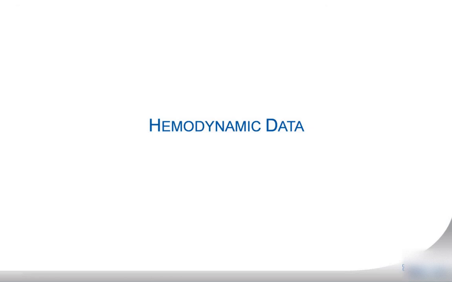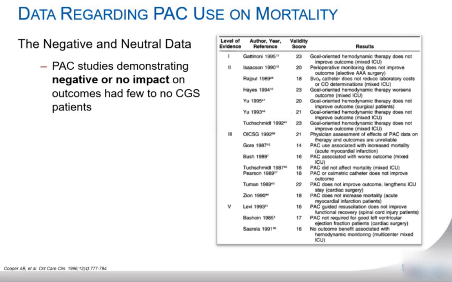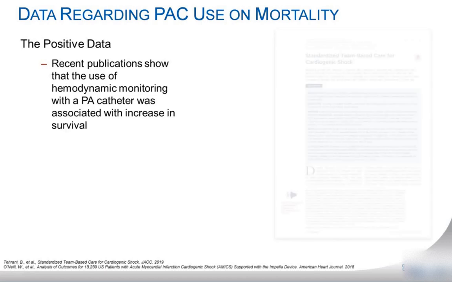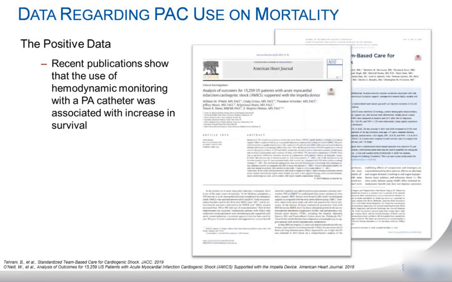Let's discuss the data that both supports and opposes the use of PA catheters. So what does the data about PA catheter use on mortality show us? The PA catheter studies demonstrating negative or no impact on outcomes had few to no cardiogenic shock patients. Here is the data that demonstrates increased survival in cardiogenic shock when a PA catheter is used.